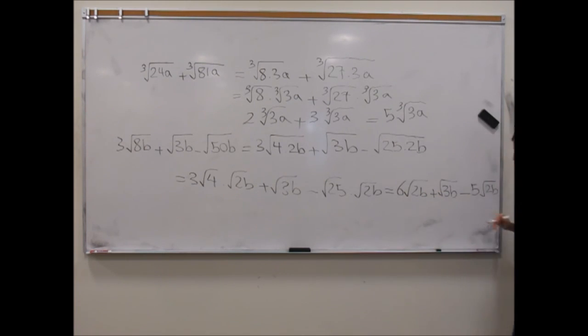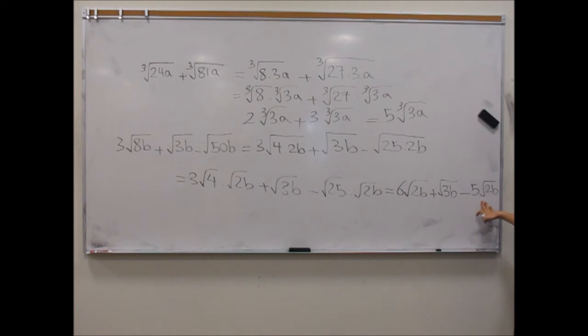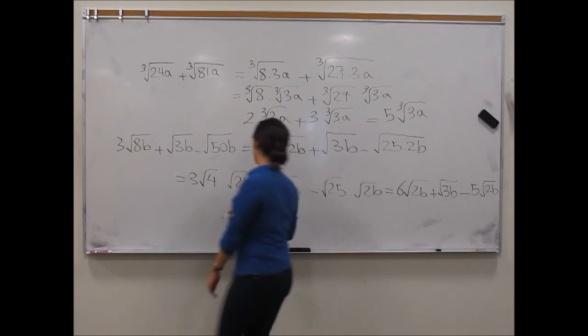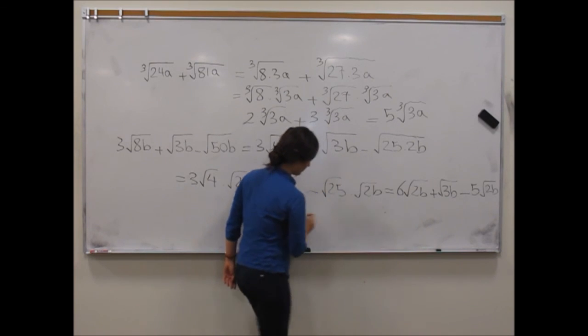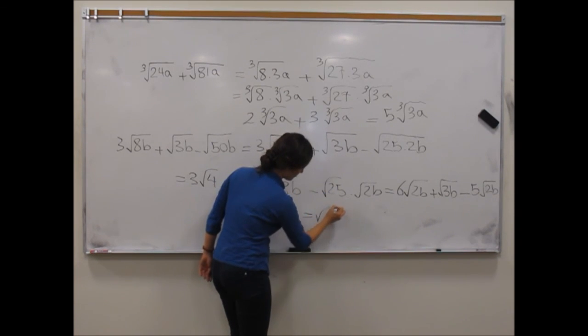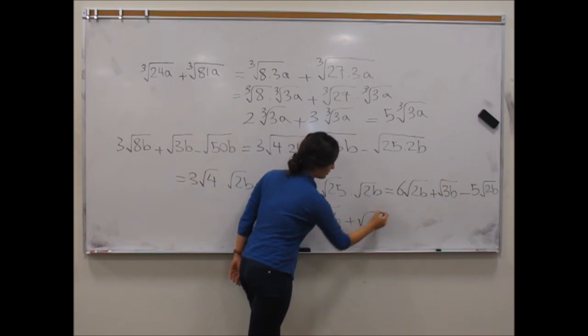As you can see, the like terms are only in this one and this one. So 6 rad 2b minus 5 rad 2b would be just rad 2b. I'm going to write it here. Plus rad 3b.